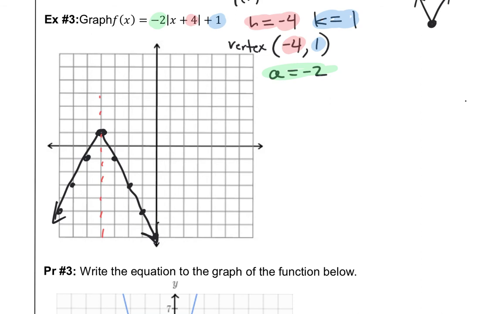Not too bad. You just got to be able to recognize your parts. This is very important to be able to recognize, okay, there's your A, there's your H, there's your K. The H is always the opposite of how it looks. Plug it all on the graph, you're good to go.